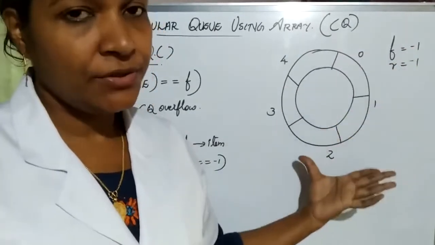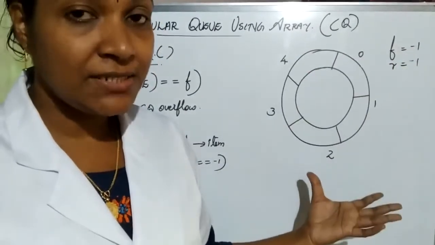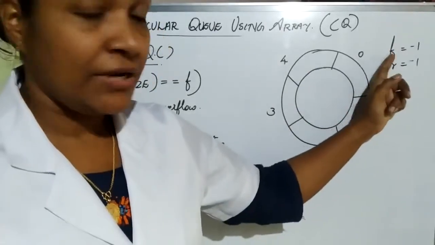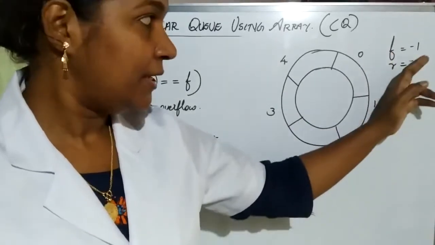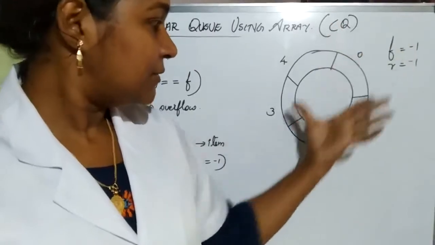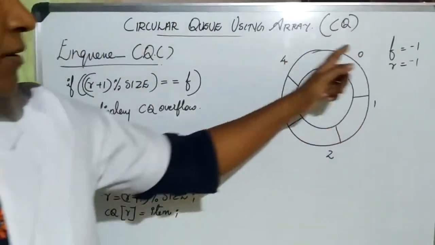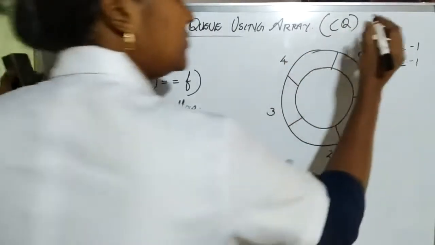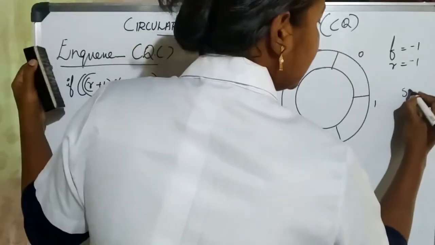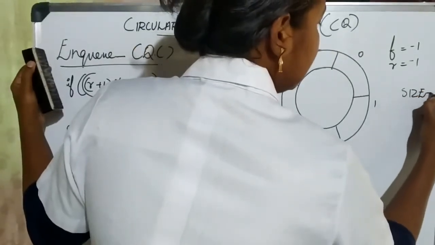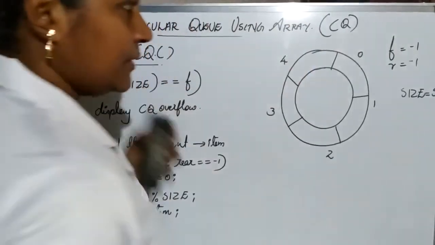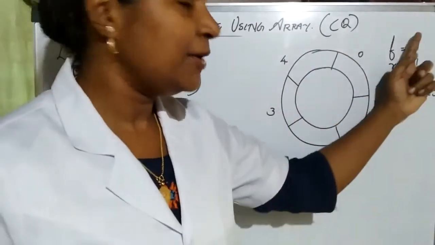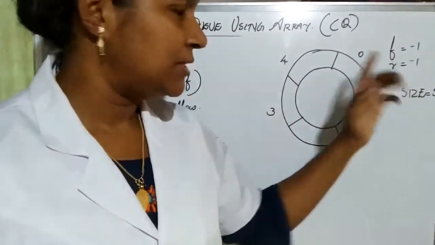So what is the condition for an empty circular queue? That is, the front and rear pointers would be pointing to -1. Okay. So that is what I have drawn here. The size of our queue, as you can see, is 5. And initially the front and rear pointers are pointing to position -1.